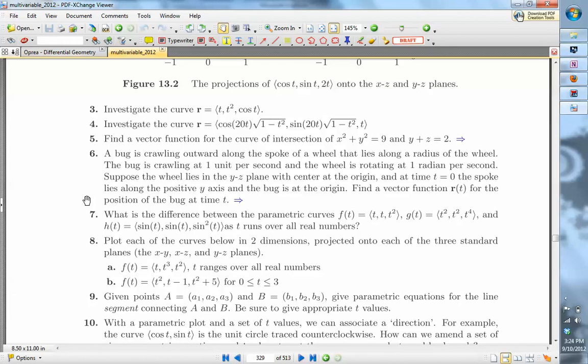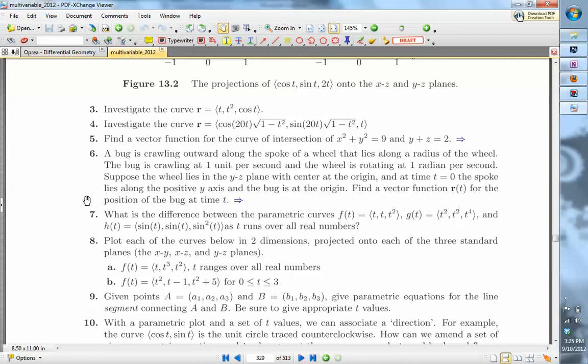Yeah, right. t runs over all real numbers. So for example, the point (-1, -1, 1) is on the curve f, right? Is that on the curve g? No. So in fact, all of those negative values are lost. And really what g does is it mimics the positive part of f, the part of f that corresponds to positive t.